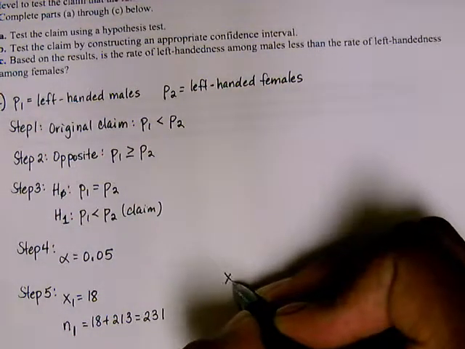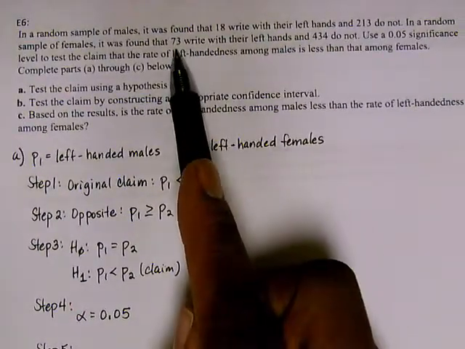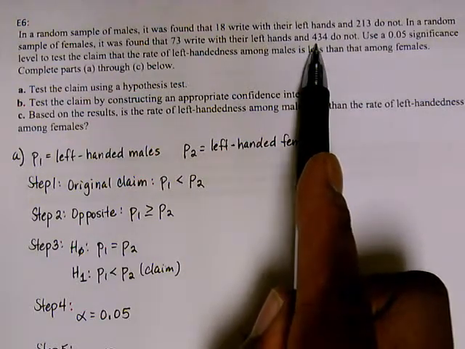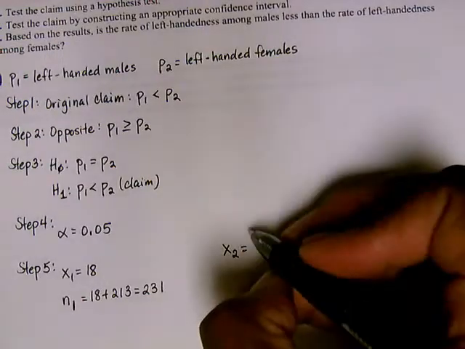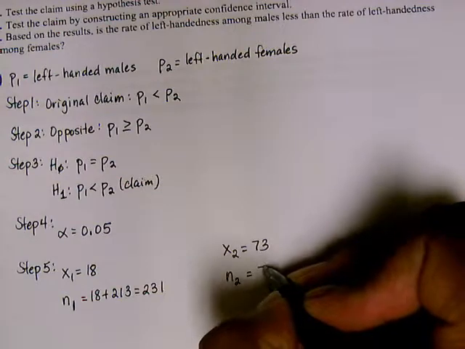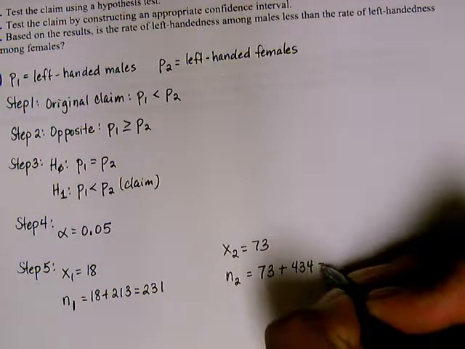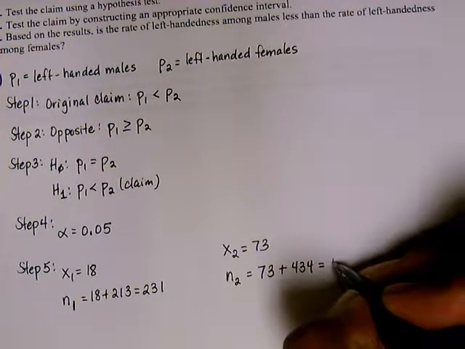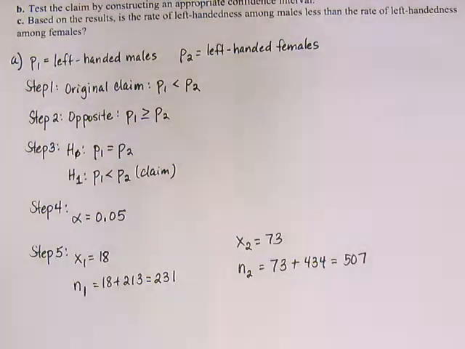Now for females, that's going to be x sub 2. Let's go back up here. 73 write with their left hands, 434 do not. This is your x2 right here, that's 73. But for n2, we have to add the 73 to the 434 that do not write left-handed. And that will give us a total of 507. So you have to be very careful how you identify n1 and n2.